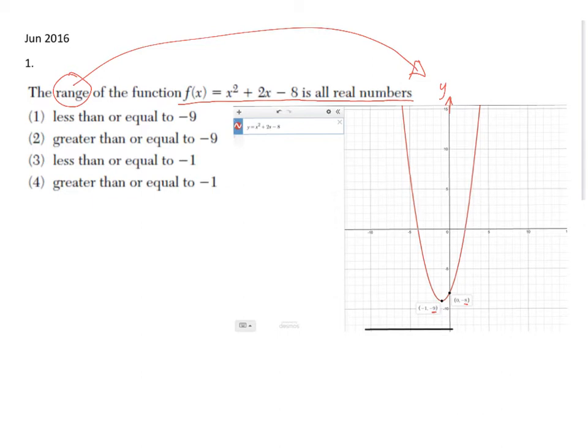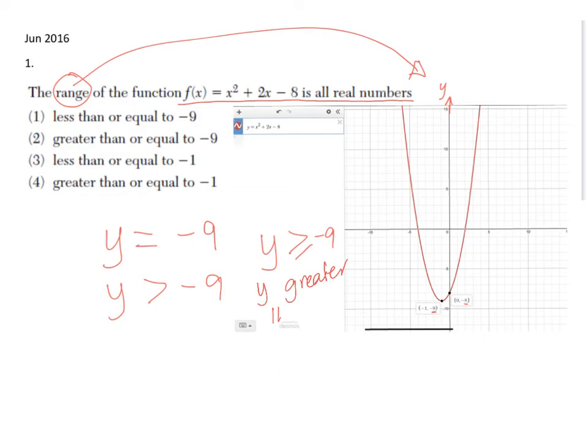So what's your range? Anything that is equal to -9 or greater than -9. So let's merge these two conditions. So we get y is greater than or equal to -9. Where do we see this? Answer choice 2.